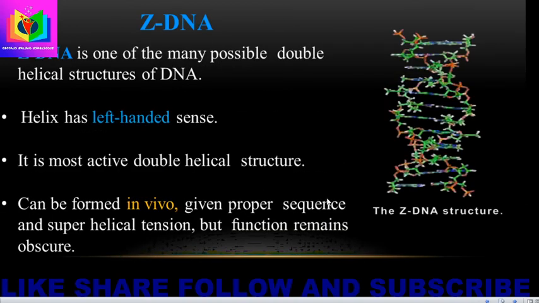The zDNA. zDNA is a left-handed sense DNA. It is found in bacteria and other prokaryotic organisms. zDNA is one of the many possible double helical structures of DNA. The helix has a left-handed sense: when we turn to the left direction, in that direction this DNA turns.